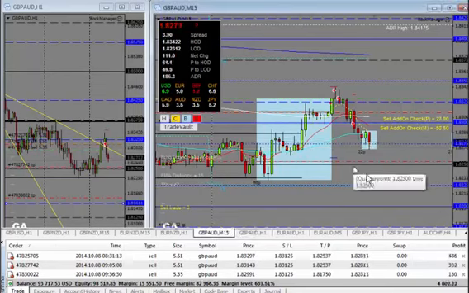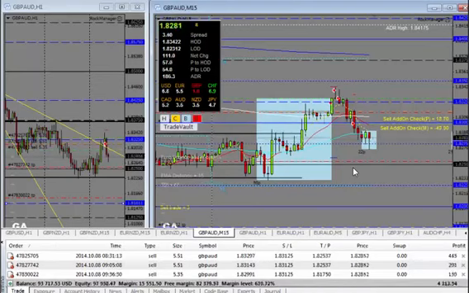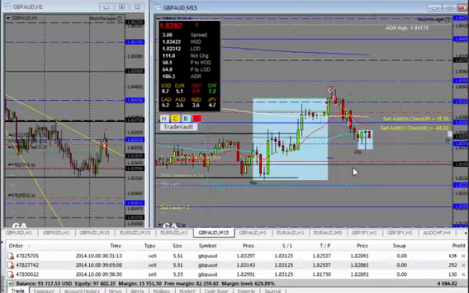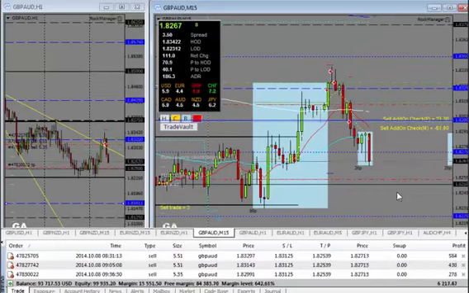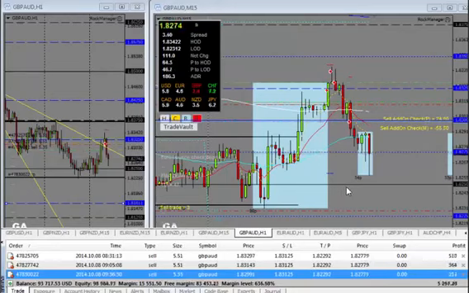Now it's cycling down to this quarter point here at 1.8250. I do expect some sort of initial support there. So we're going to just set our take profit at that 82.50, and we'll see what happens here.